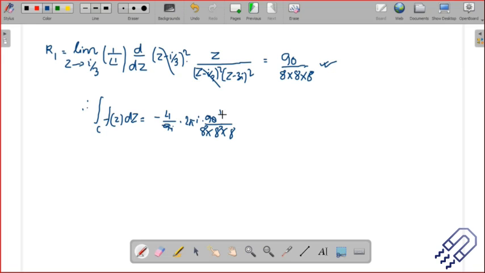So this gets cancelled, this gets cancelled, this i is gone, and from here this is 4, this 1, this 2, this is there, this is there, this is 5. So this is 5 pi, 5 pi by 32. Yeah, 2 and 2, this is 4 into 8, 32.